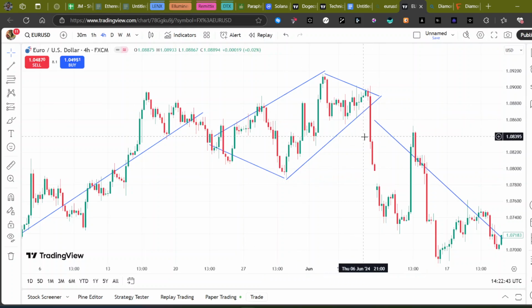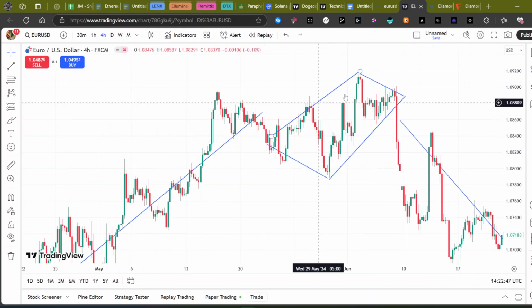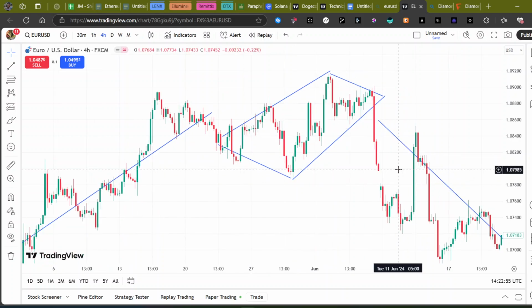So long as you have that pattern, then you are good to go. All right, then you have a well-defined support and resistance level. Okay, the edges of the pattern should be clear, forming a diamond-like shape. All right, then you have a breakout direction.